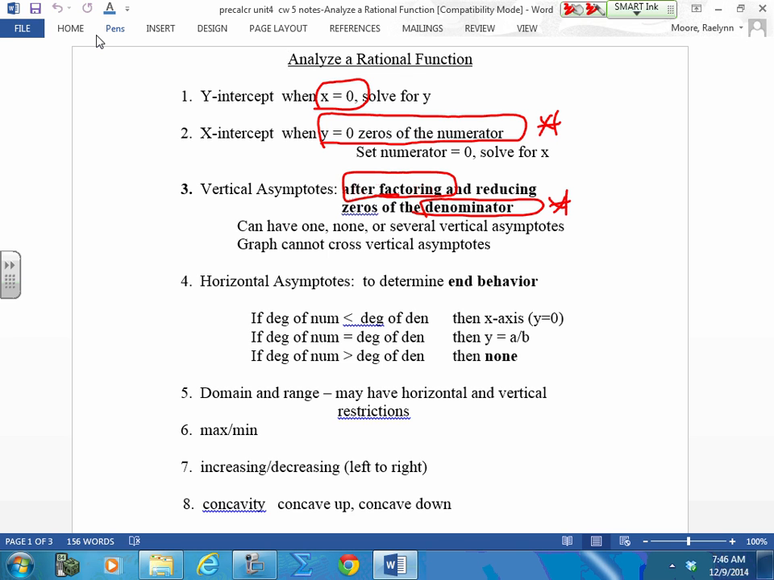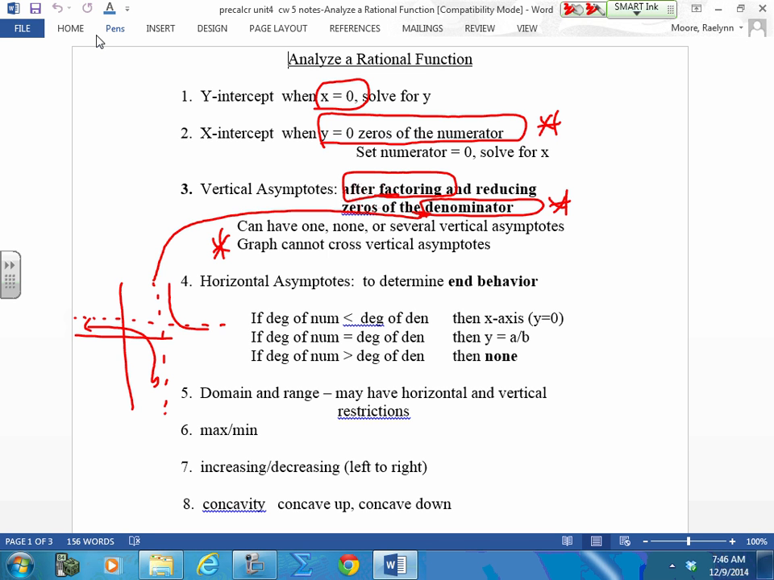Now, your graph cannot cross your vertical asymptotes. This is another important thing. Once you make your asymptotes, usually we saw something that went like this. We saw it go like this. It can never cross this vertical asymptote because this vertical asymptote comes from your denominator. So it will never cross. However, a horizontal asymptote, it can jump. So the horizontal asymptotes are the guys that go like this, across.